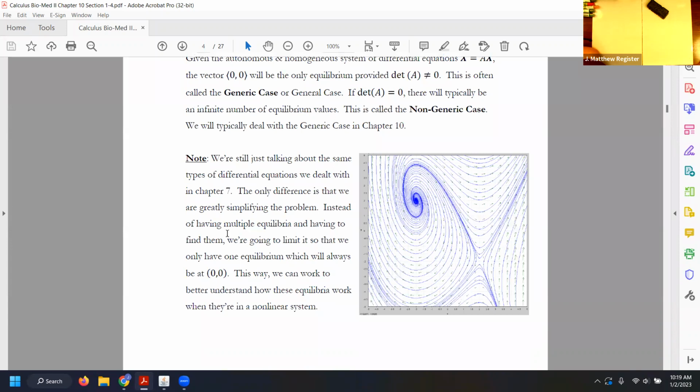And note, we're still just talking about the same type of differential equations we dealt with in chapter 7. The only difference is that we are greatly simplifying the problem. Instead of having multiple equilibria and having to find them, we're going to limit it so that we only have to find one equilibrium, which will always be at 0, 0. This way, we can work to better understand how these equilibria work when they're in a nonlinear system. And of course, we will be revisiting nonlinear systems before the end of today.